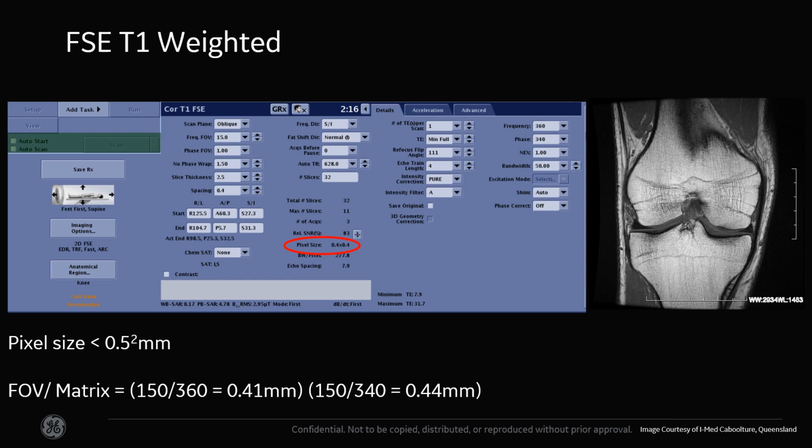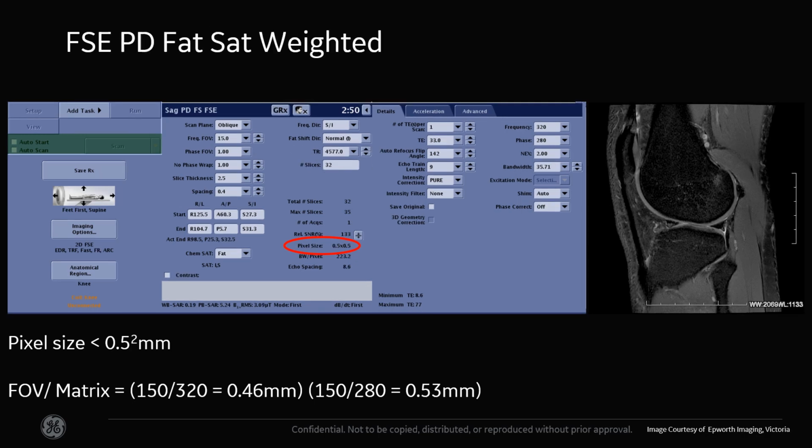In T1 weighting, there's not as much signal to noise as proton density, so there's been a slight drop in our frequency matrix to buy back a little bit of signal to noise, but still maintaining a 0.41 by 0.44 pixel size.